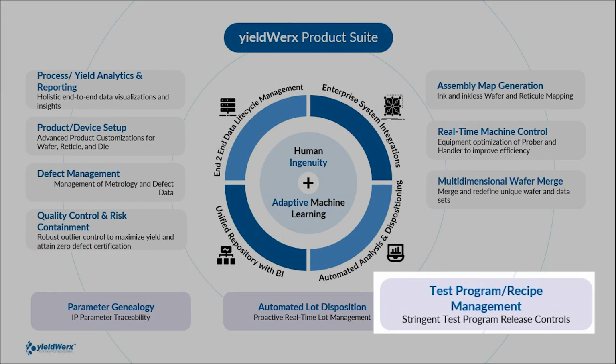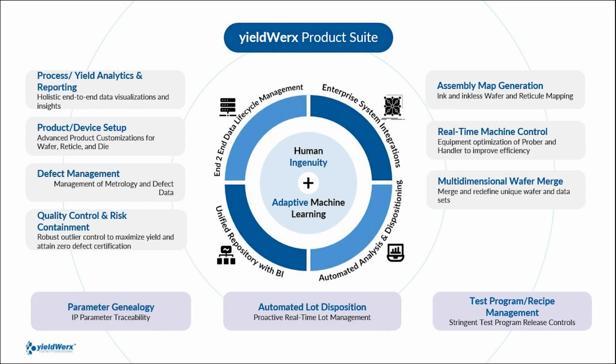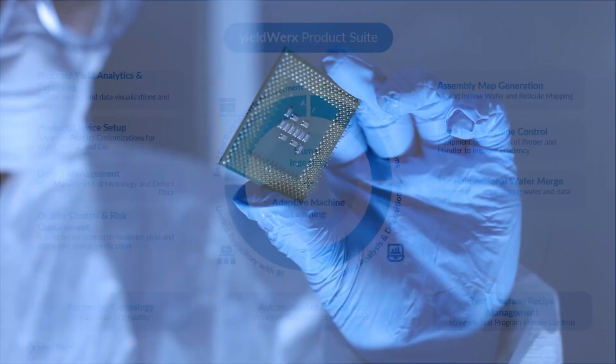Test program recipe management: stringent test program release controls with version control of test program files, vectors, patterns, and more, ensuring a clear distinction between engineering, qualification, and production release data. These 11 configurable product modules make up yieldWerx's product suite.